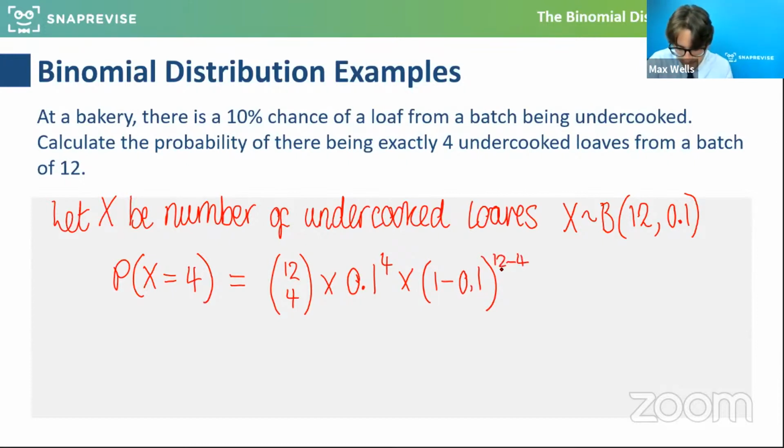So basically, the number of ways it can happen times 4 successfully undercooked times together, and then the other 8 of being cooked properly, and that would be a probability of 90% of the time.